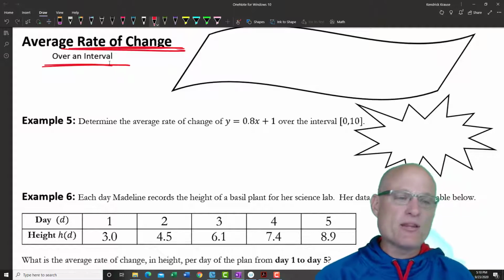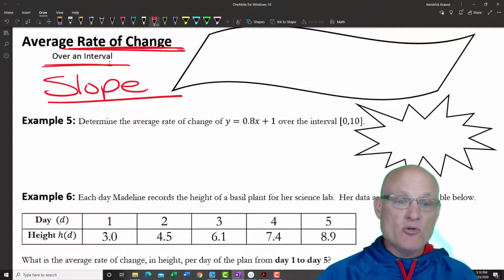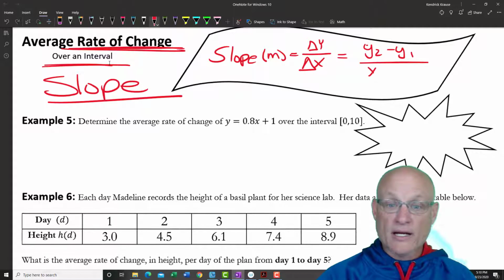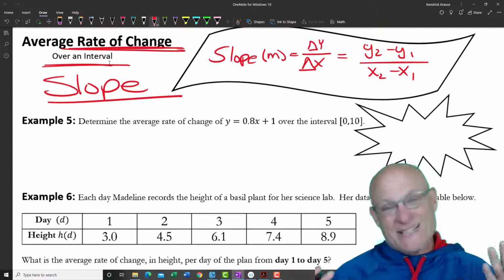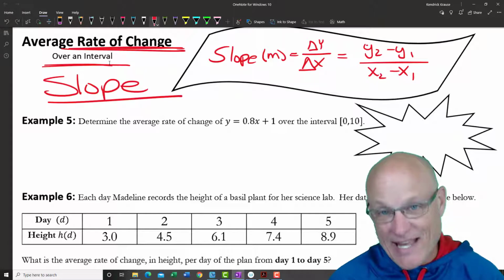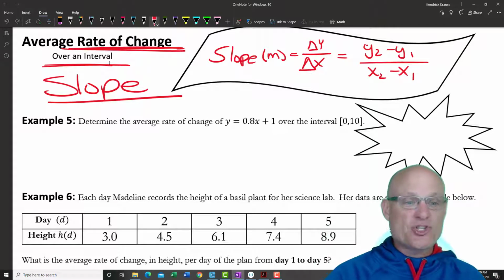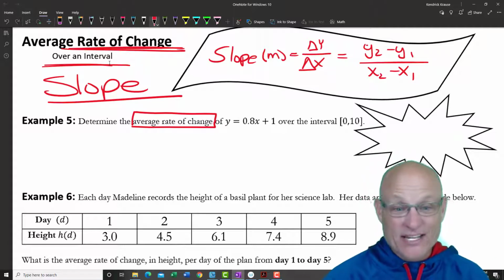But anyway, the rate of change is really the same as slope. So you remember that slope, which we use the variable m for, is really equal to the change in y's over the change in x's. Or in other words, it's y2 minus y1 over x2 minus x1. So how do we find rate of change over an interval? Well, a line always has the same slope. So if the line just keeps going and going, it will have the same slope. So the rate of change, or the average rate of change, for any line is really just the slope.